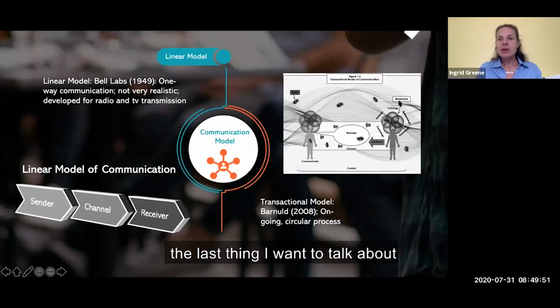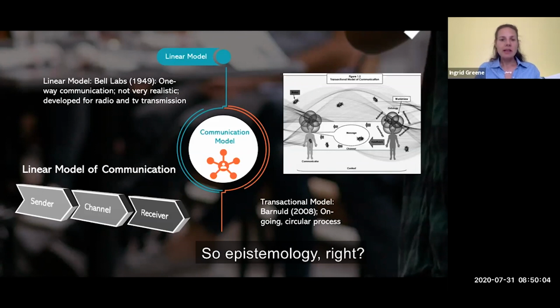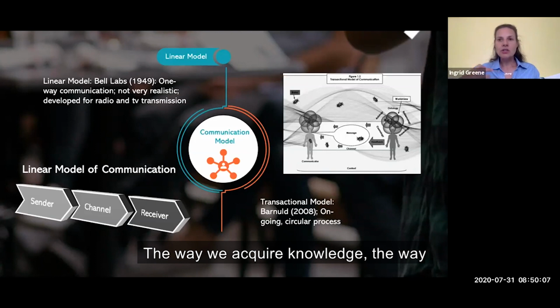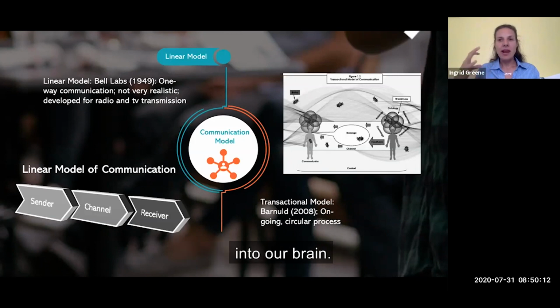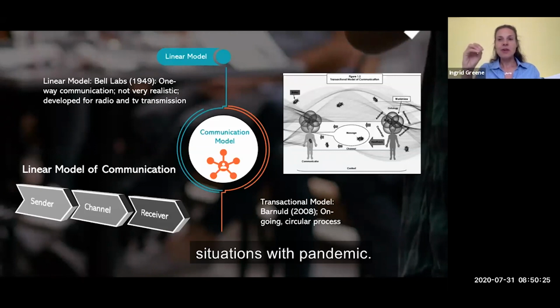And the last thing I want to talk about here is the worldview. And there are so many interesting parts to our worldview, which we'll get into more deeply throughout the course and throughout the semester. But I did want to hit upon all those real quickly. So epistemology, right? The way we acquire knowledge, the way we Google, the way we do research, the way we bring information into our brain, right? No longer do we go to a library very often, right? Because all that information is mostly online, and especially in situations with the pandemic, right? We can't even go to a library. We have to do that all online.